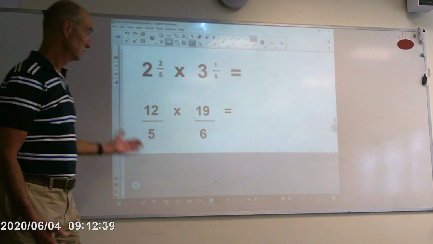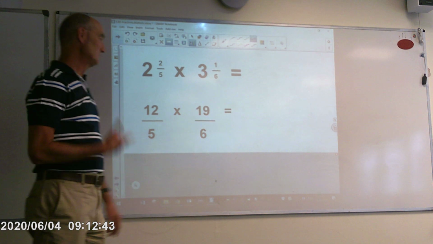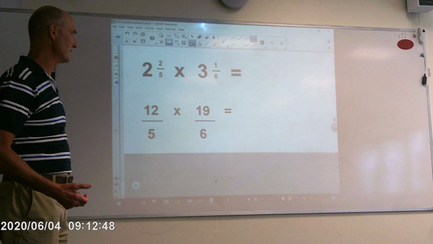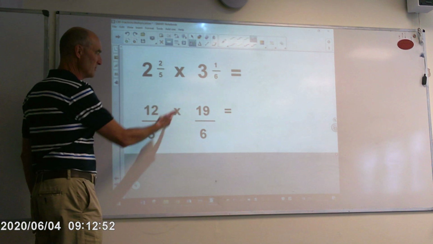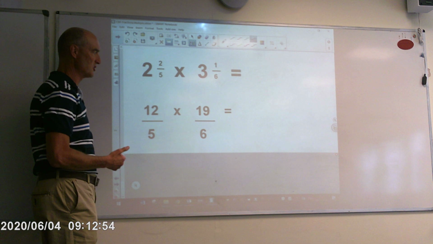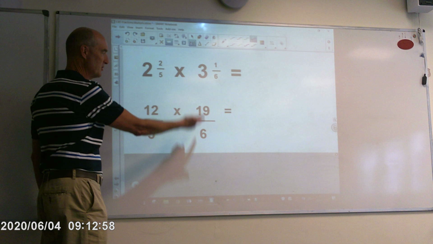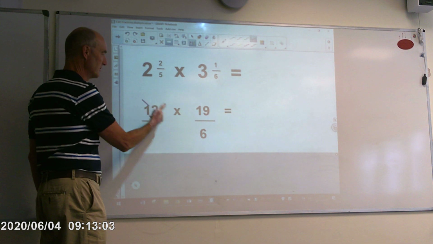Now, we can multiply across the top, we can multiply across the bottom. 12 times 19, don't know about you, I'd struggle to do that in my head. Can we do a little bit of simplification between top and bottom? As long as you've got that multiplication sign there, you can simplify between the numbers on the top and on the bottom. And you can do it like this.